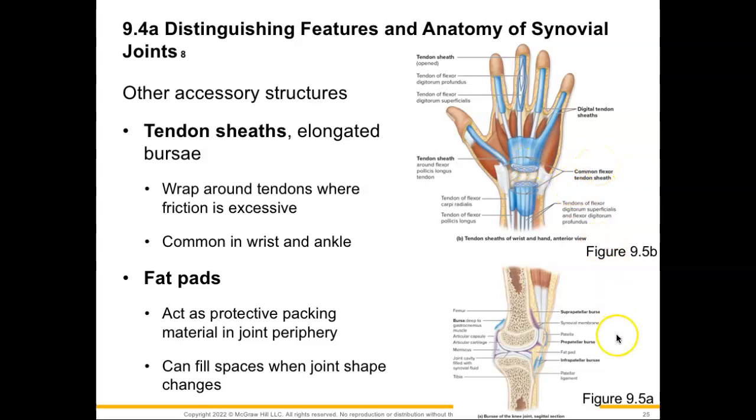And sometimes we have fat pads. These fat pads are going to act as protective packing material in our joint periphery. And we have one in the knee here, just below the patella. And this fills in the space where a joint shape is going to change. That patella is going to move around as we flex and extend our leg, so that fat pad will be very useful there in the changing of the shape of our knee joint.